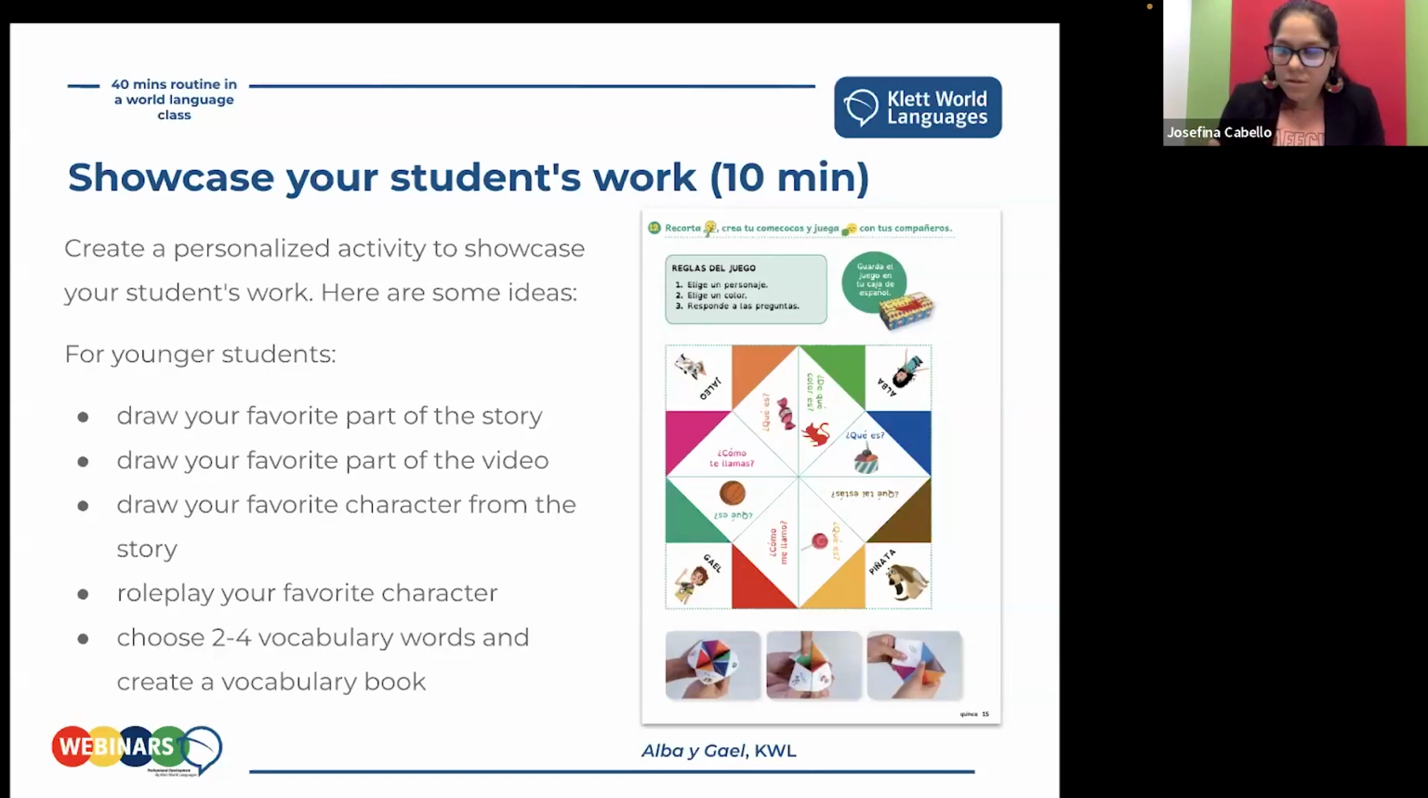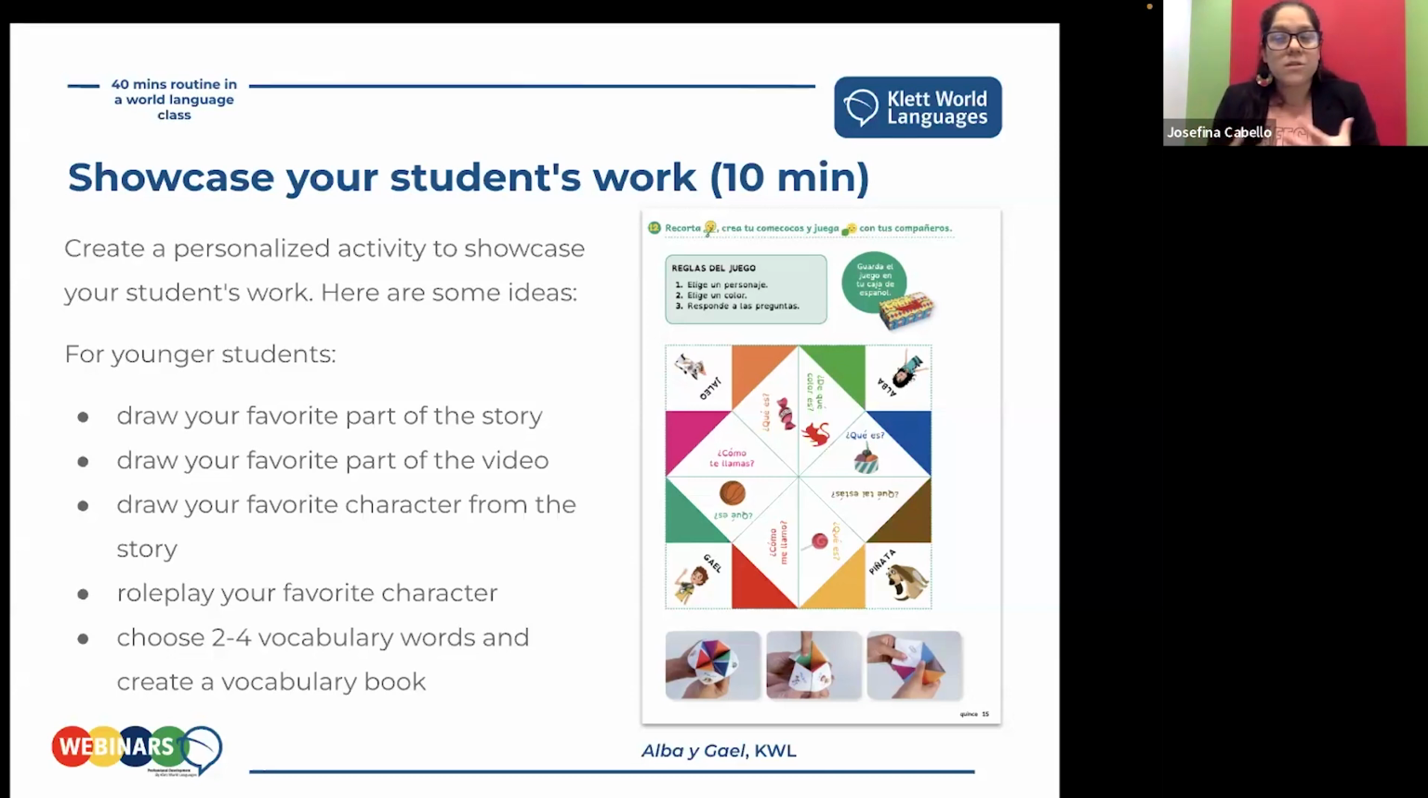Who was your favorite character of the story? You can always role play your favorite character of the story. Kids love to get out of their personalities and adopt a new personality. They absolutely love that.